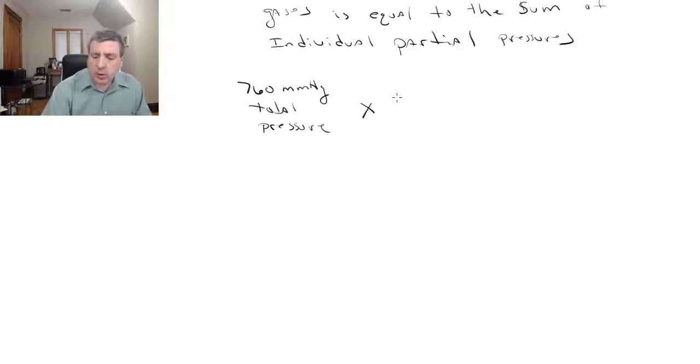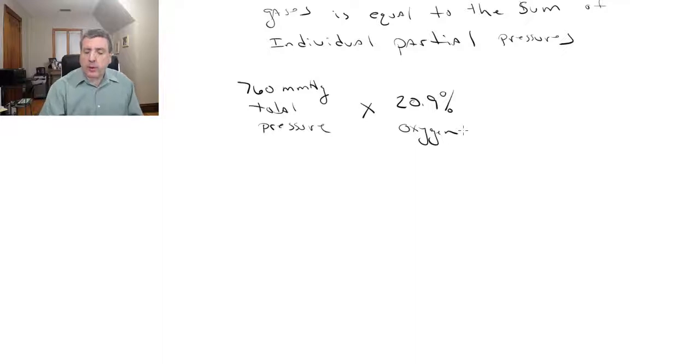So 20.9%, and this is oxygen. 21% of the air we breathe is oxygen. So you multiply 760 times 20.9%, that equals 159 millimeters of mercury.